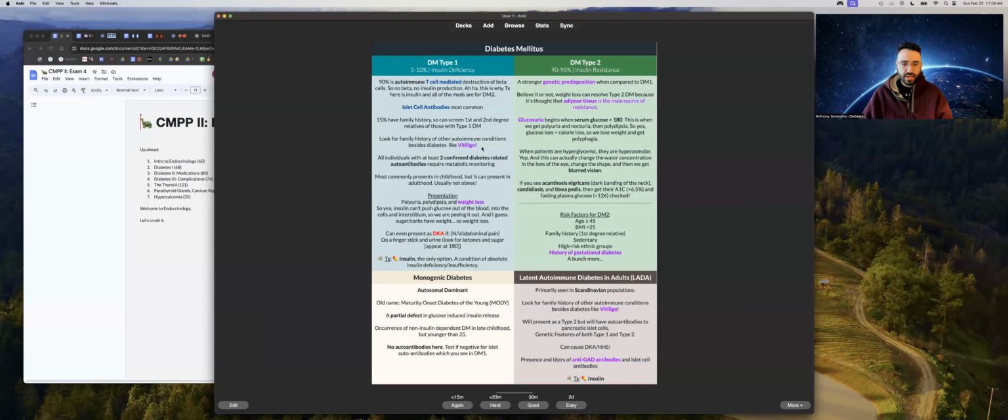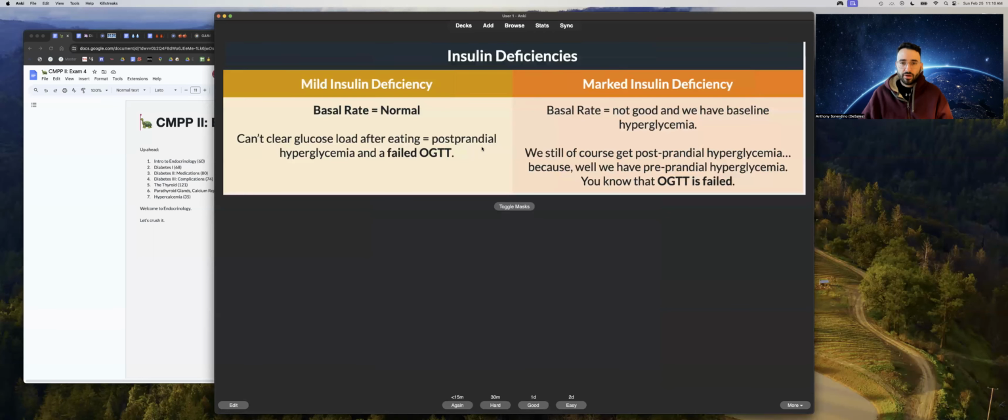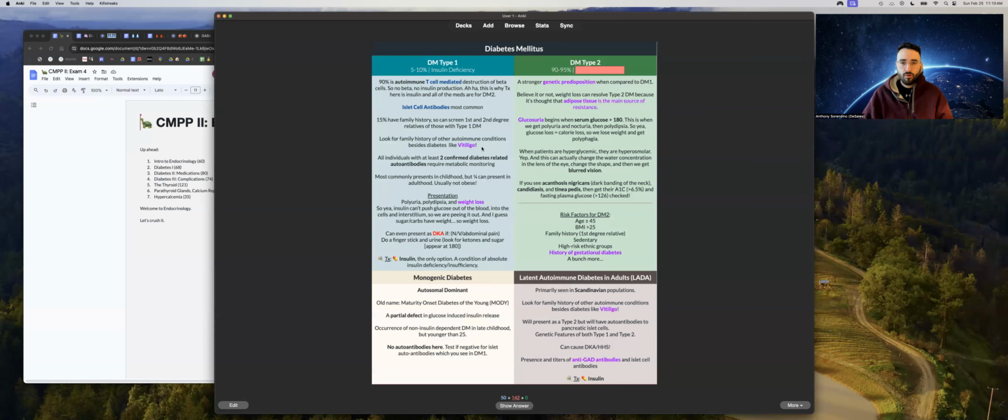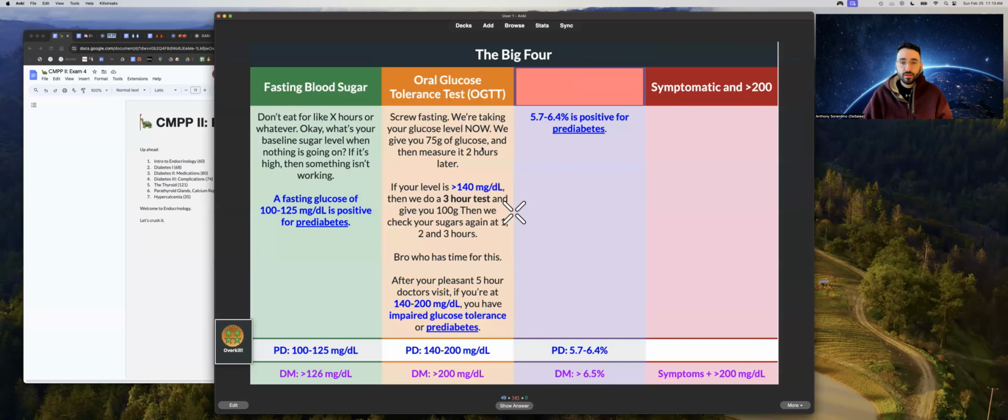DM1 can present as DKA. Yes, it's more commonly presented as DKA. I think DM2 is more HHS. Mild and marked. Insulin resistance. Something else. Is it like a fungal thing? Yeah, candidiasis. A1C.